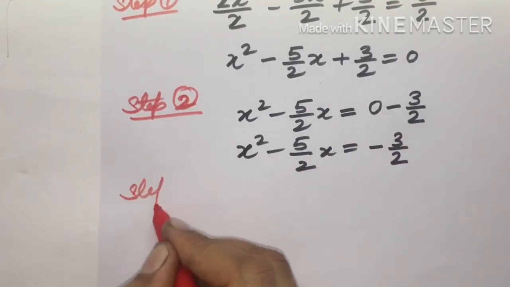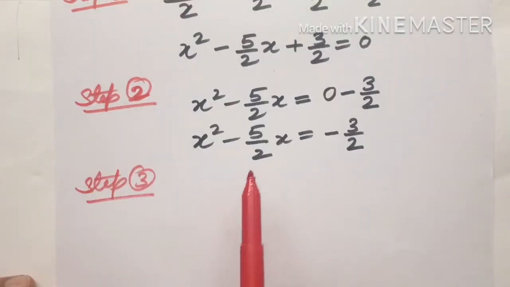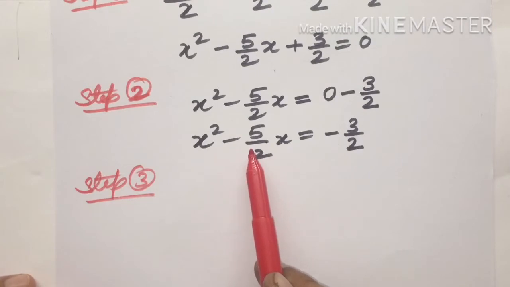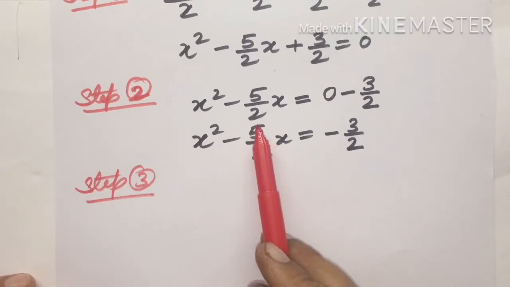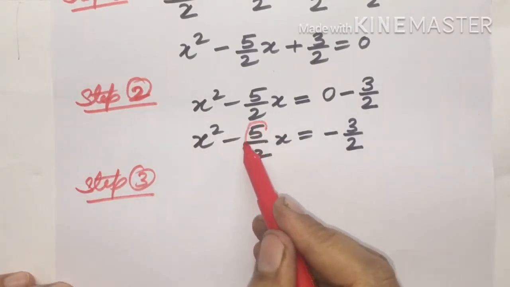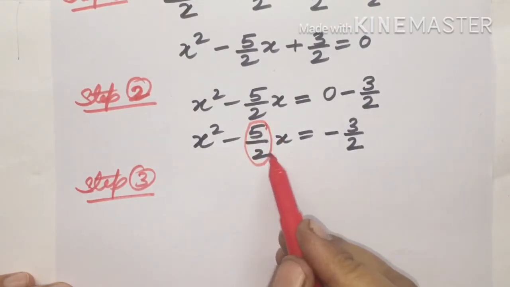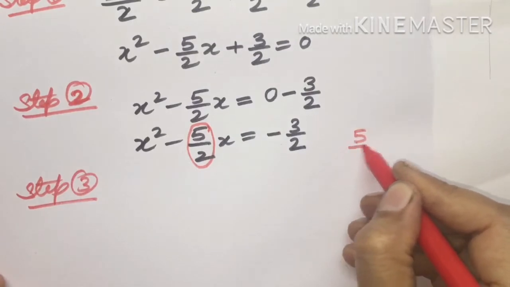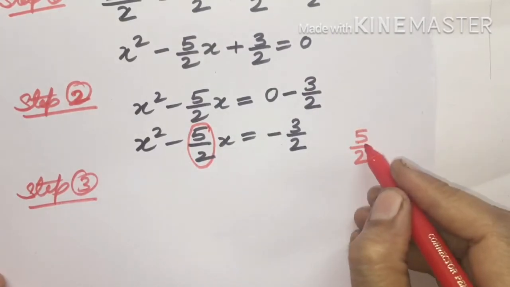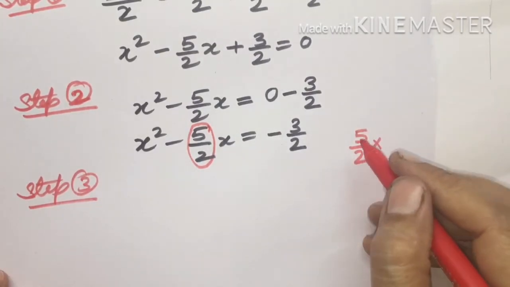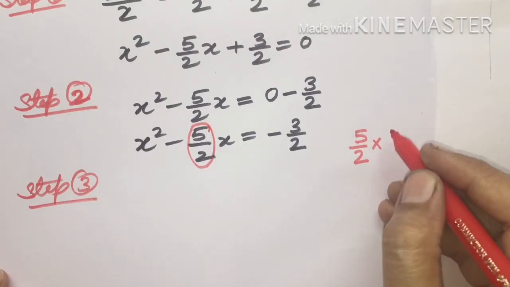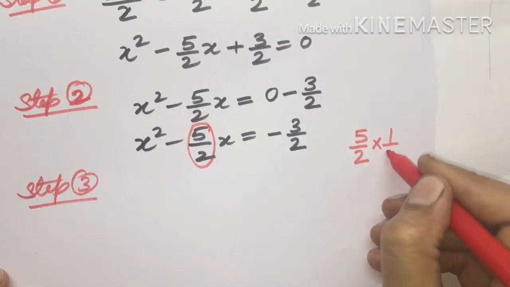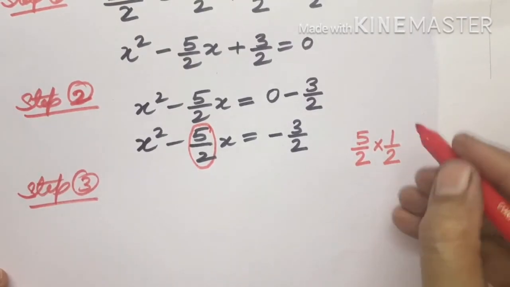Step number 3. In step number 3 we will not care about the sign along with the x variable, only we will check the number. So 5 upon 2 is the number that is along with x. In rough, whatever the number is along with x, we will write that number and we have to take half of that number. And how can we take half of that number? If I multiply that number by 1 upon 2.